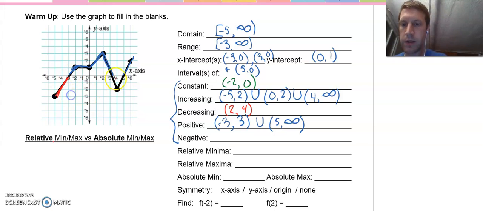Negative would be this section here and this section here. So we have -5 to -3 and 3 to 5.